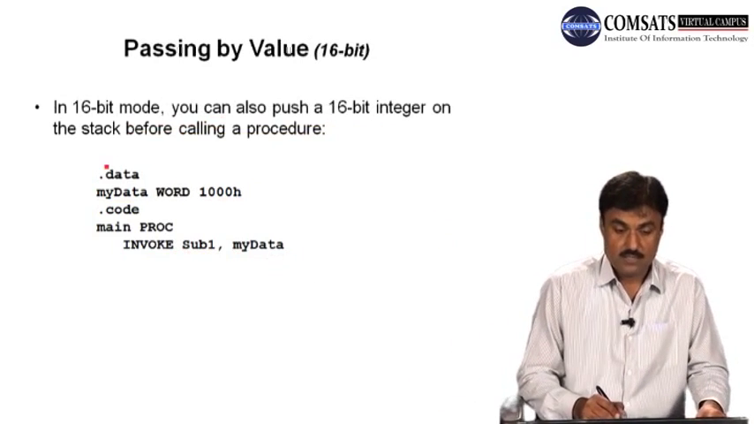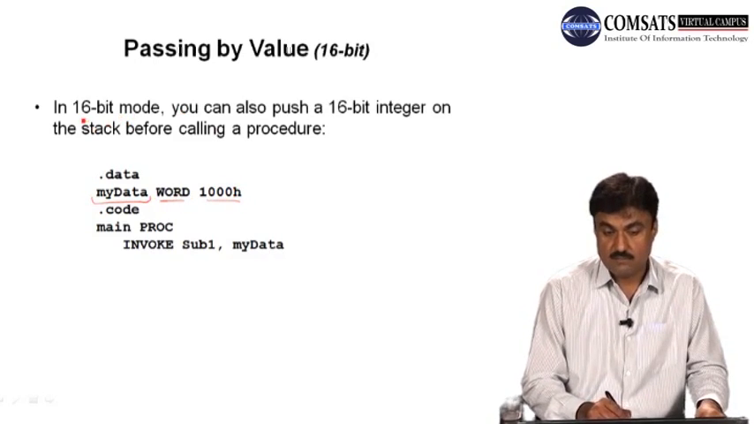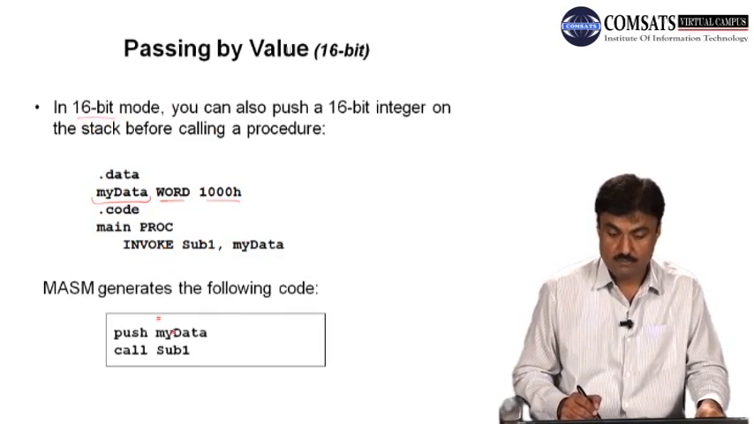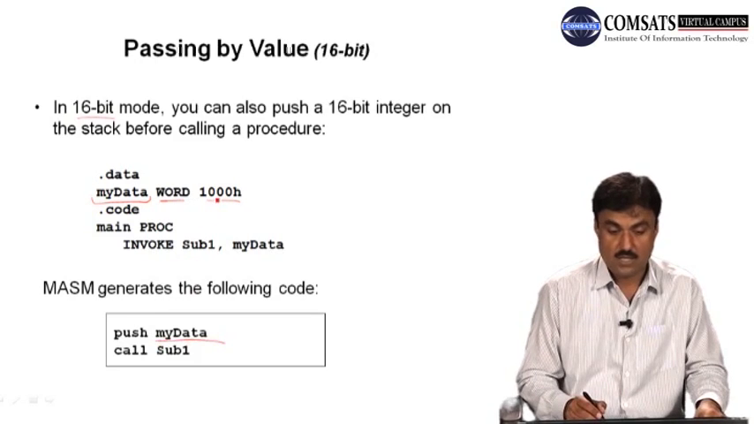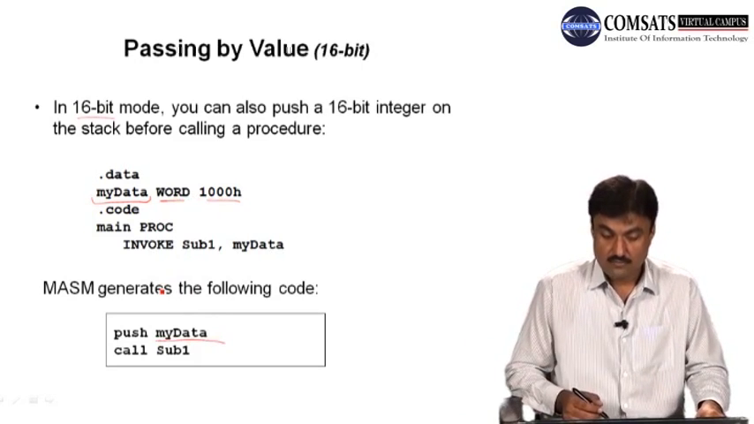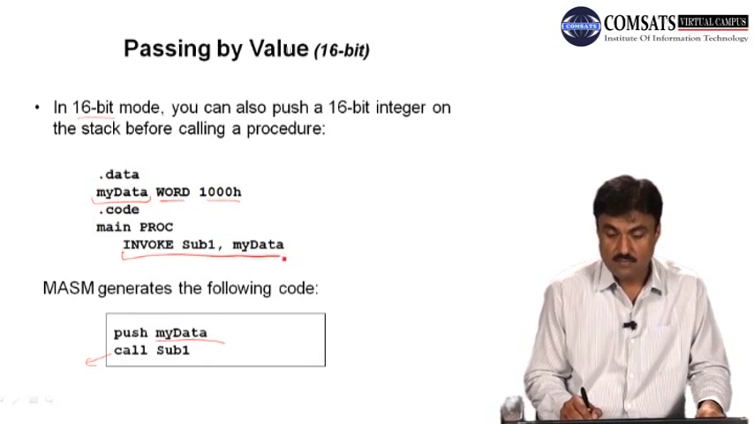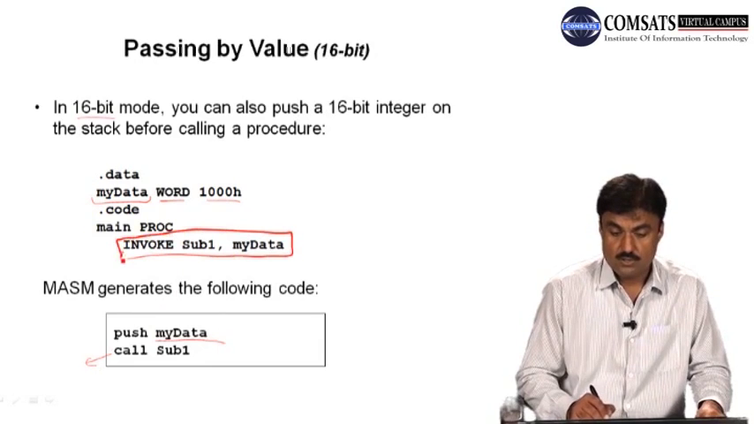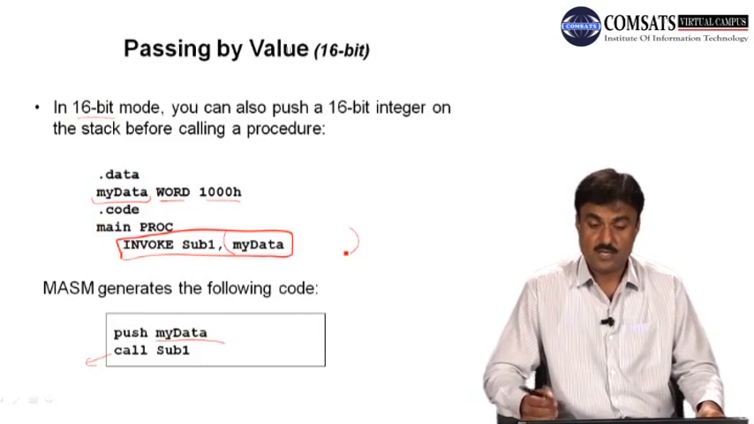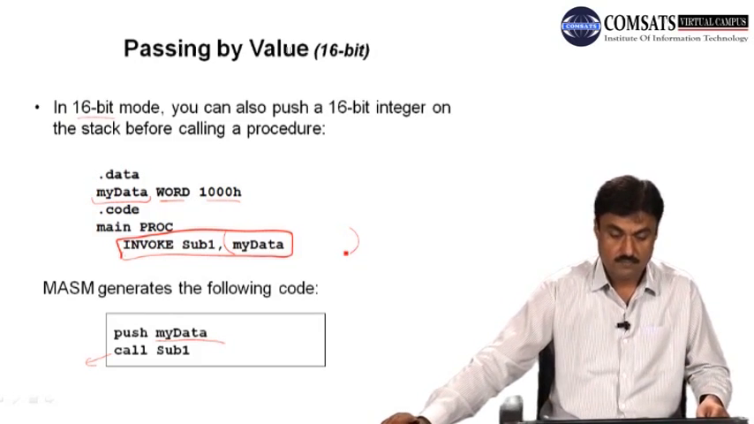Then this is the next example. Here you can see my data is a word. So this is another example. This is a 16-bit value. So this 16-bit value will be pushed before we call, so this is push my data. Whatsoever the value is, either an 8-bit value or a 16-bit value, it will be pushed inside the stack first, and then it will call the procedure. So here you can see, when we use INVOKE, we are passing arguments. Whatsoever the list of arguments is, it will be pushed, and then it will be used inside the procedure.